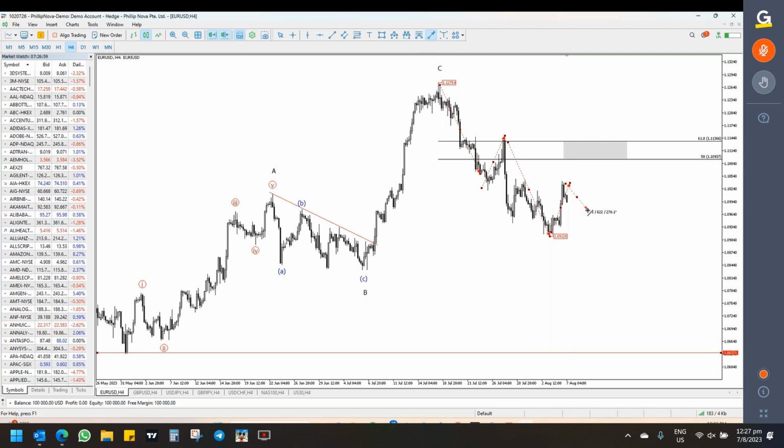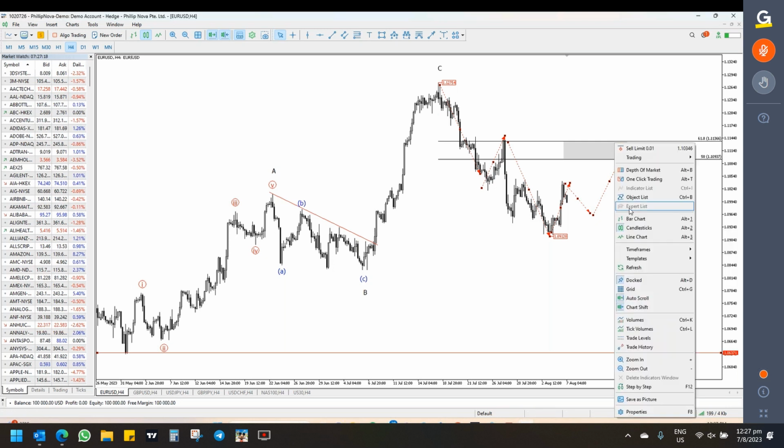Okay, maybe the pullback now is happening 2, and then we can expect a third move up. Okay, and once this is done, there's a good chance maybe this will come back down, right? Because why? This is a 1, this is a bigger 1, then this can be a 2, and then we can expect a third wave down. So we are always constantly in expectation of a 3-wave development.